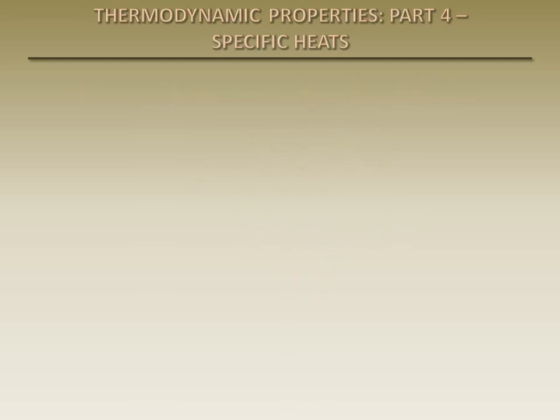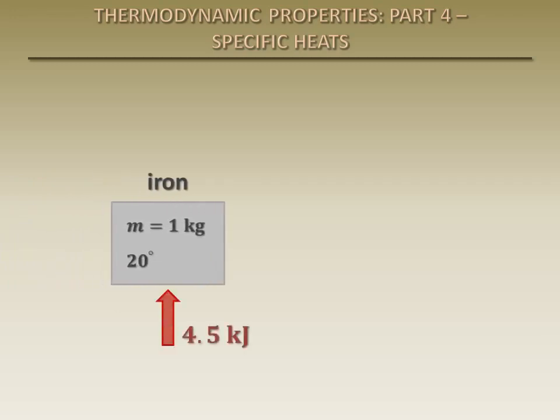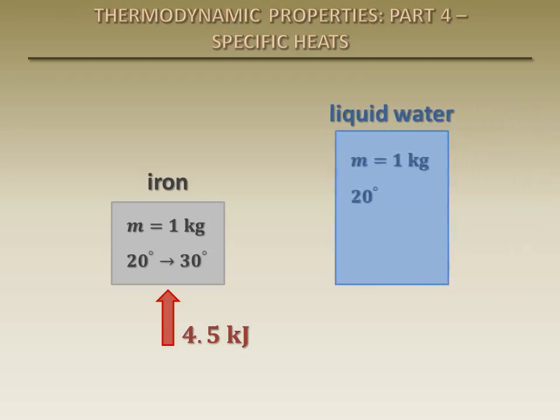For example, it takes about 4.5 kilojoules of energy to increase the temperature of 1 kilogram of iron from 20 degrees to 30 degrees Celsius, while it takes about 9 times as much energy to increase the temperature of 1 kilogram of liquid water by the same amount. This means that liquid water can store more energy than iron.